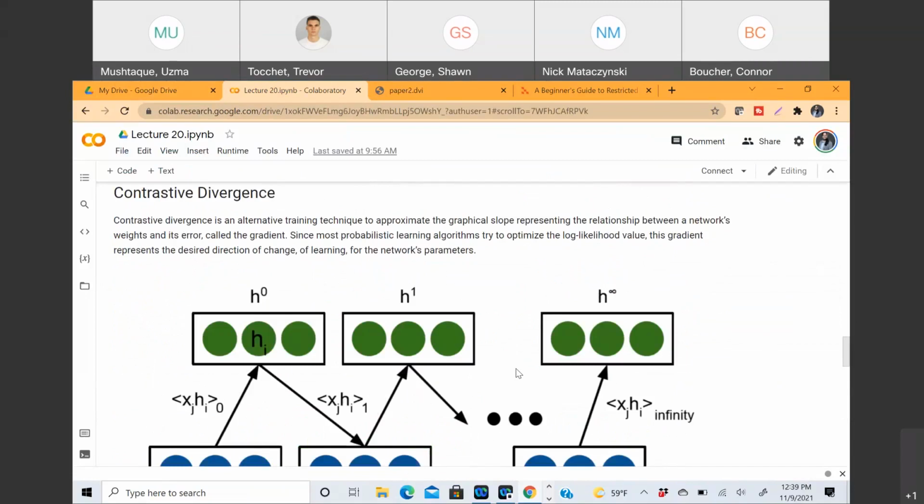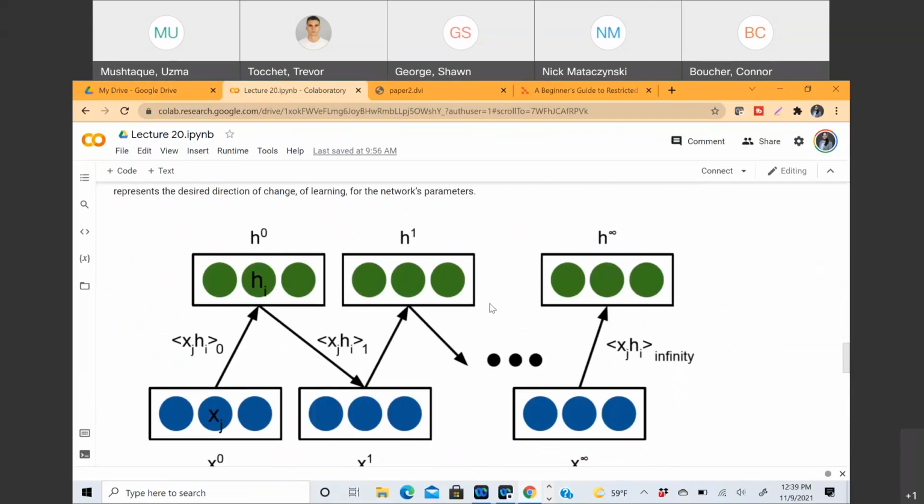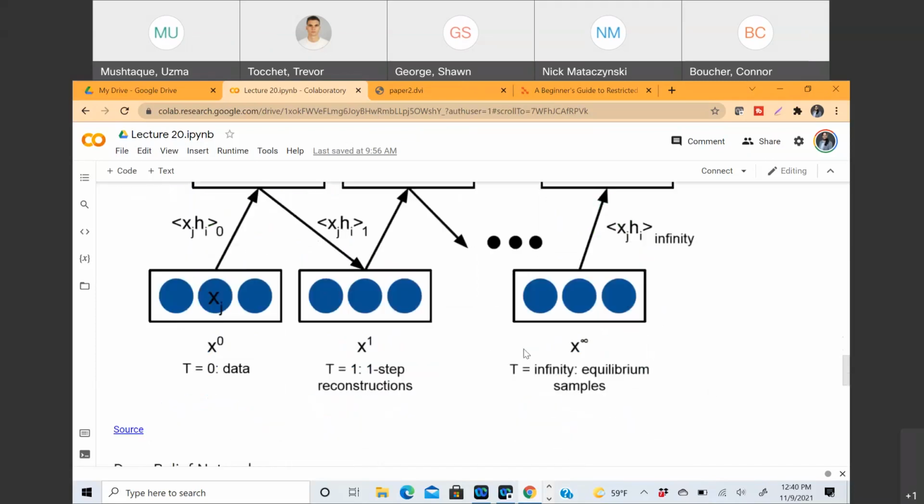This method of continuously doing this reconstruction is sometimes known as Gibbs sampling, if you've heard that word before. We keep reconstructing my inputs until that convergence point is reached, wherein we stop getting a different outcome. Okay. So why is this helpful and what exactly are we doing here?